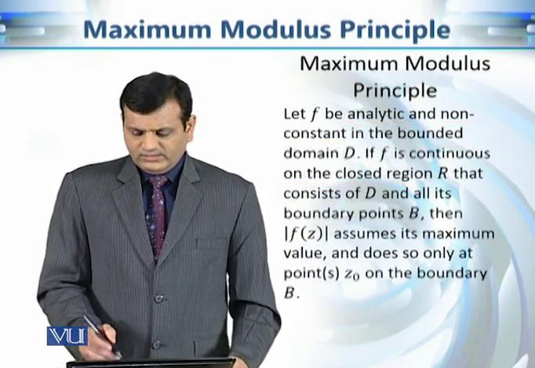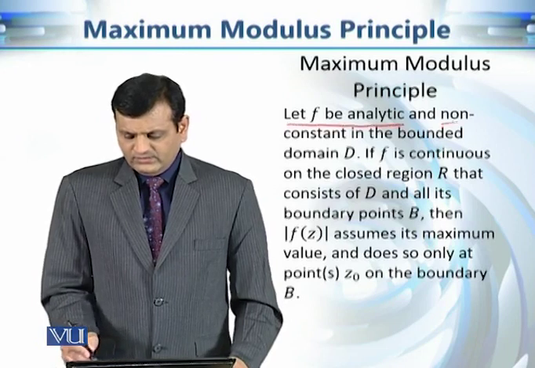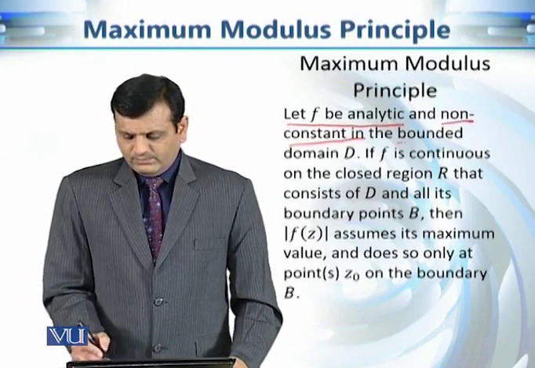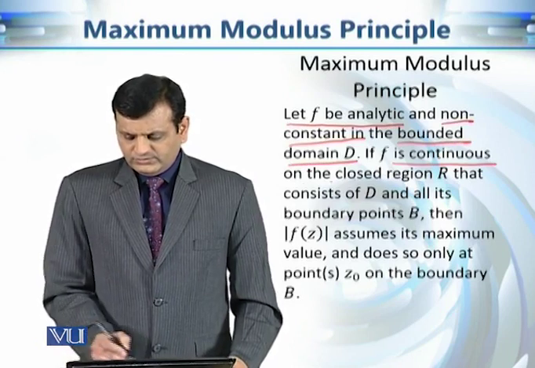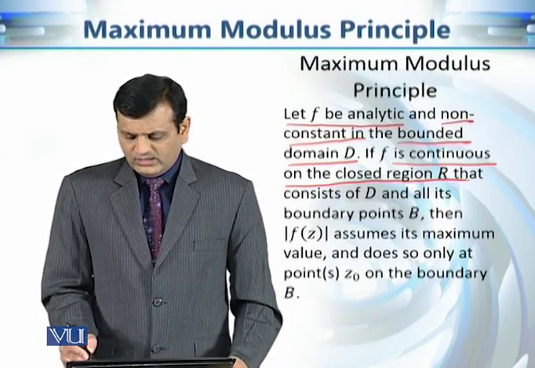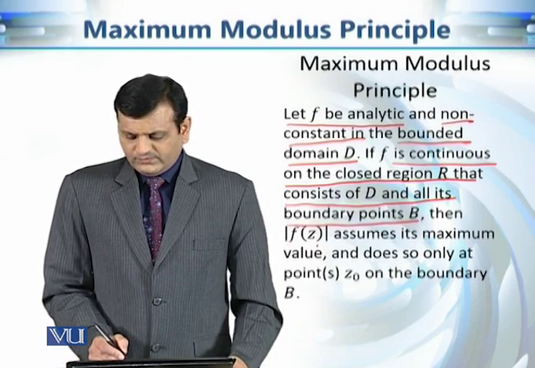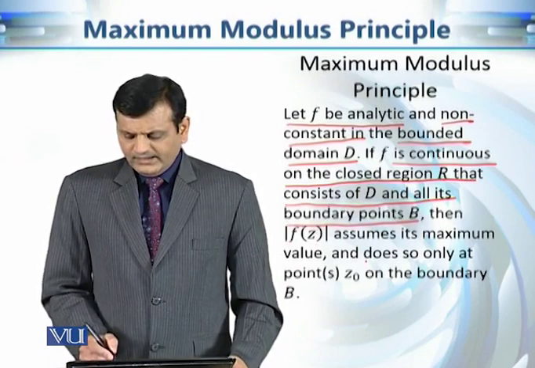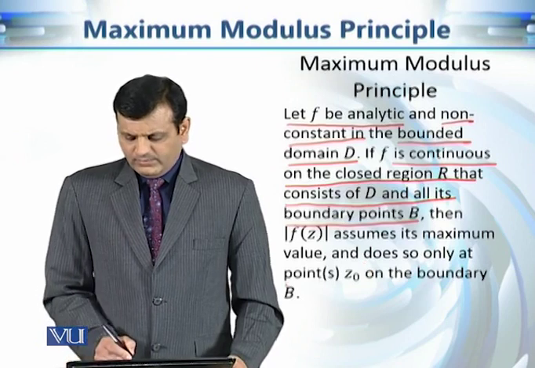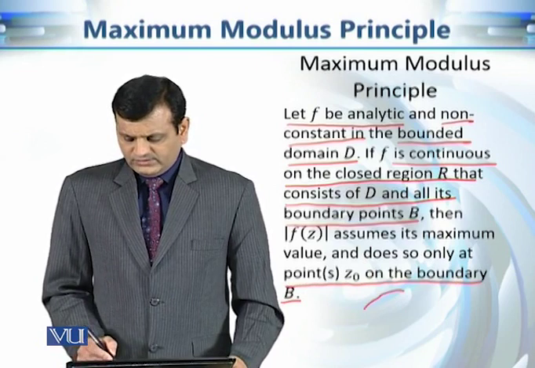Okay, so more precisely we can say that if we have an analytic function which is non-constant in the bounded domain D, and if f is continuous on the closed region R that consists of D and all its boundary points B, then the modulus of the complex valued function assumes its maximum value, and does so only at a boundary point. Okay, so let's say we have this region.